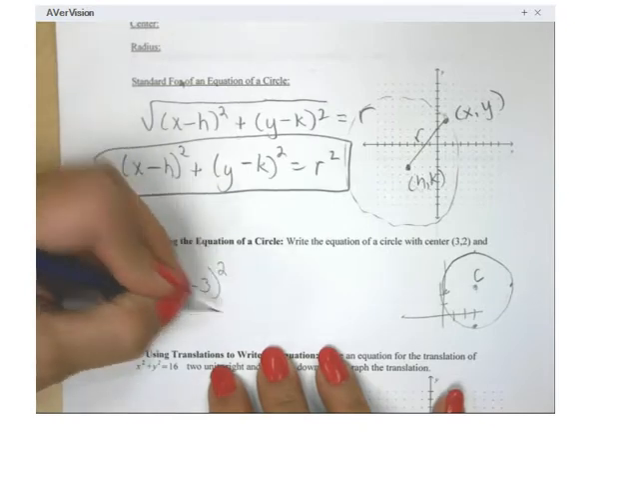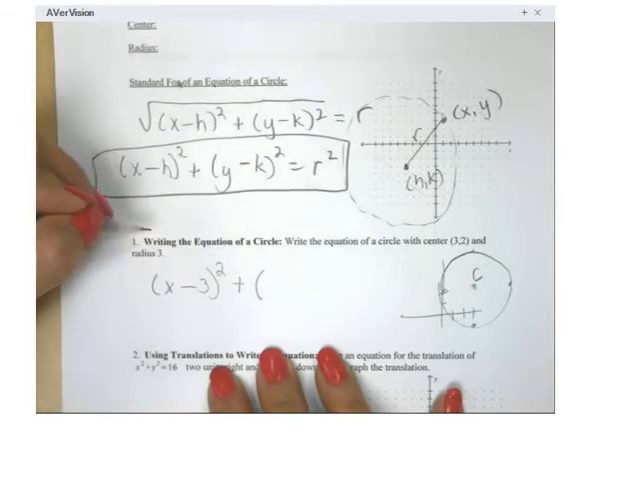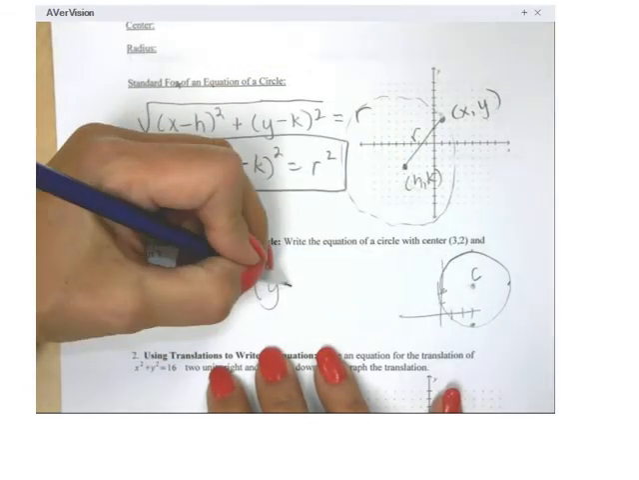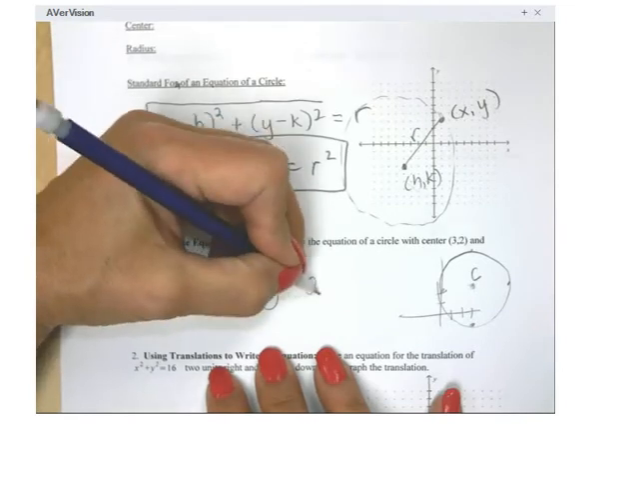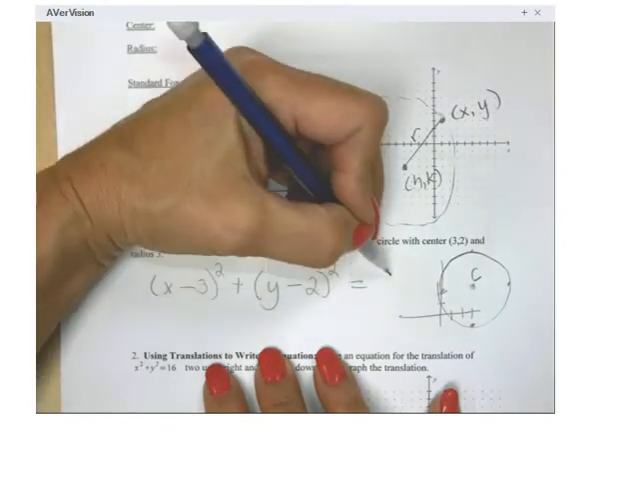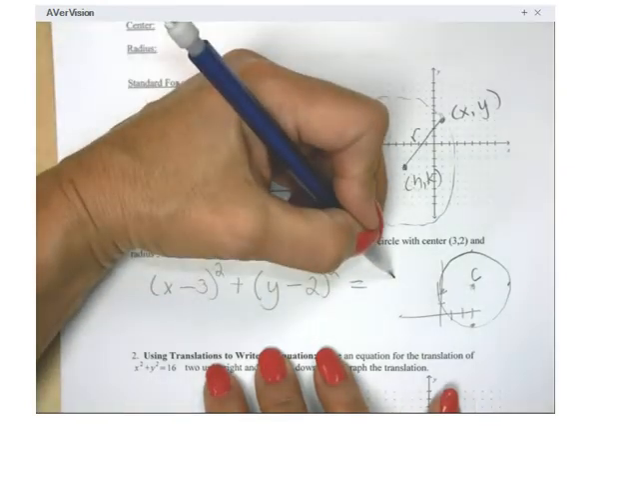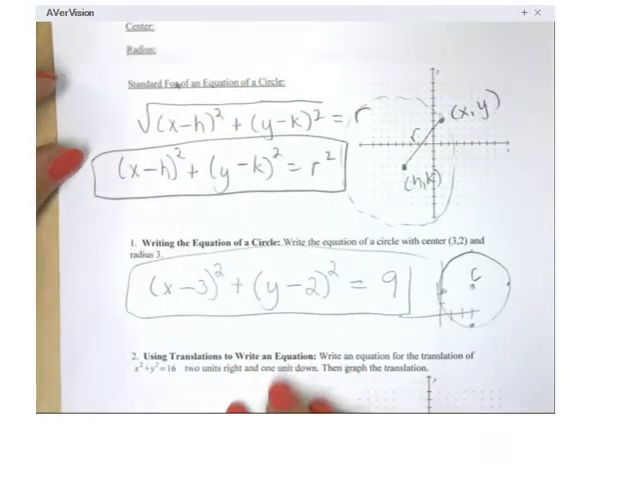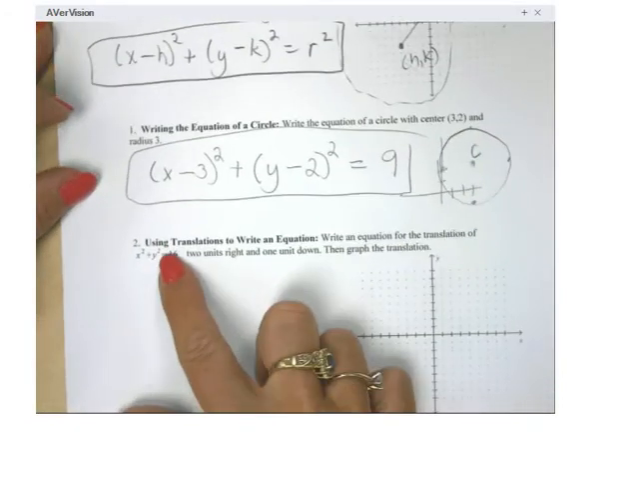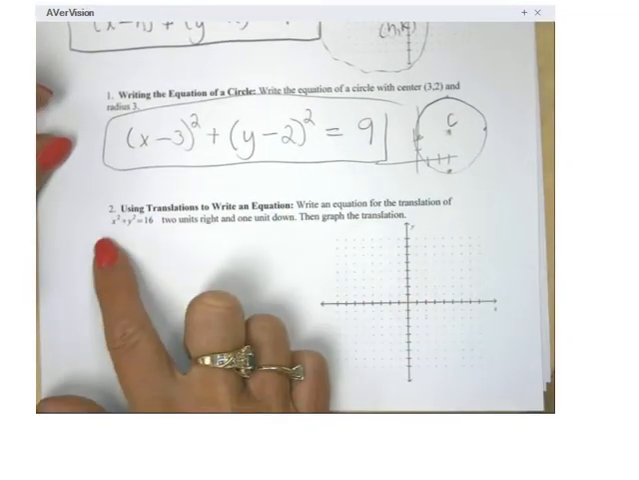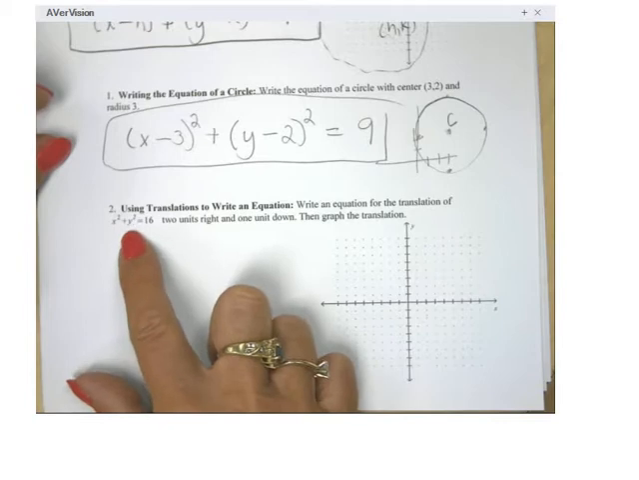So (x minus 3) quantity squared plus (y minus the y-coordinate, which in our case is 2) quantity squared, and that needs to equal r squared. Be careful not to just leave it as r, so I would have 9. I am done. There's my equation. Very easy to translate as well.